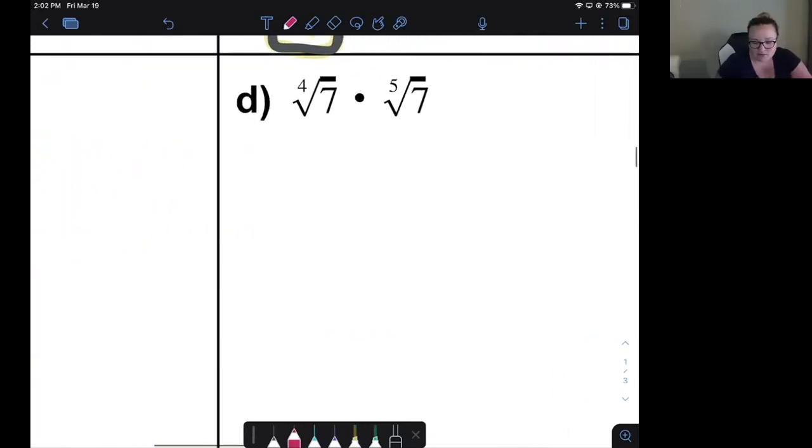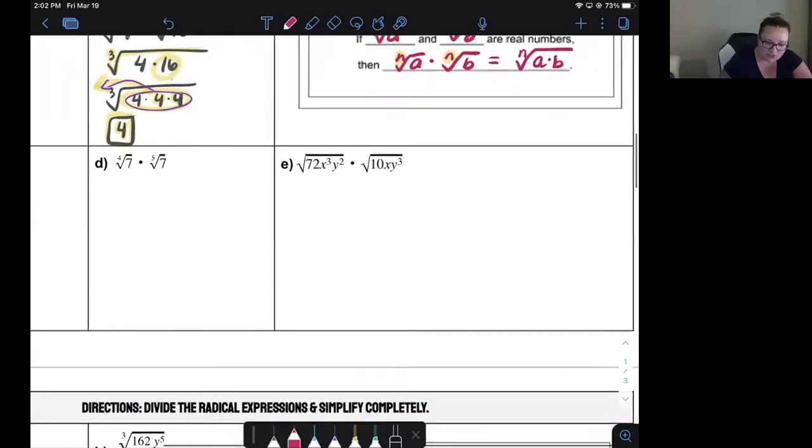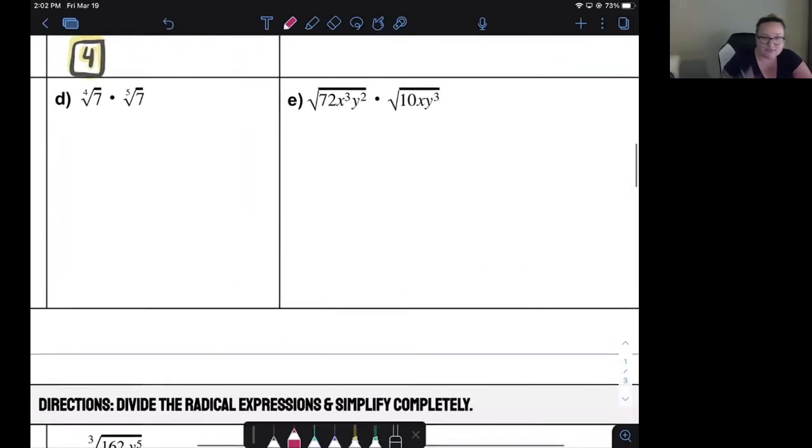All right, why don't you go ahead and give parts D and E a shot on your own. Go ahead and do both of these examples. Multiply the 4th root of 7 times the 5th root of 7. And then for part E, you're going to multiply those two square roots by each other and simplify your final answer. Press pause and then press play when you're ready to check your work.